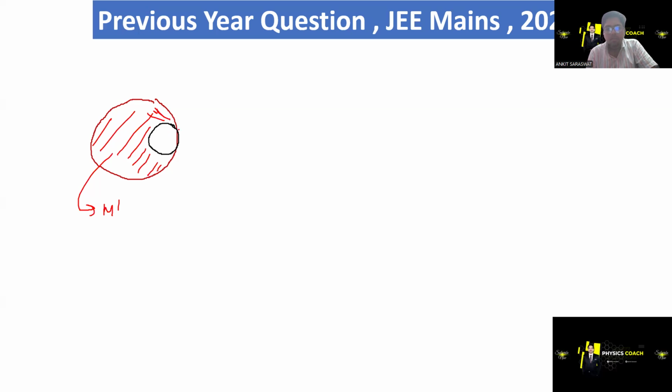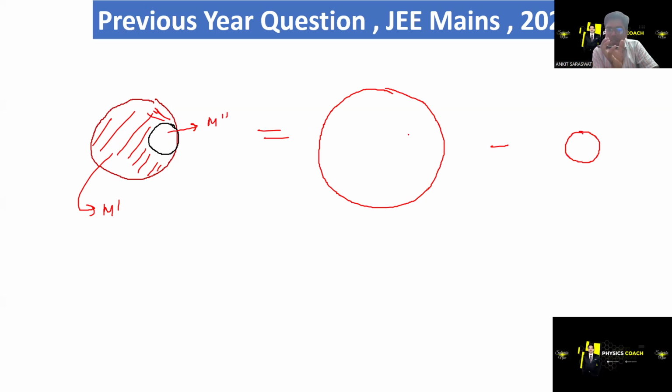So the remaining portion has mass m dash, and the portion which we have cut, its mass we can take as m double dash. So I can write simply: from the bigger portion, I just subtract the smaller portion. The gravitational force of attraction due to the smaller portion we subtract. Why? Because earlier the entire solid sphere was attracting the mass m, but once we cut a small portion, the force of attraction will reduce. We subtract the force of attraction due to the smaller part.